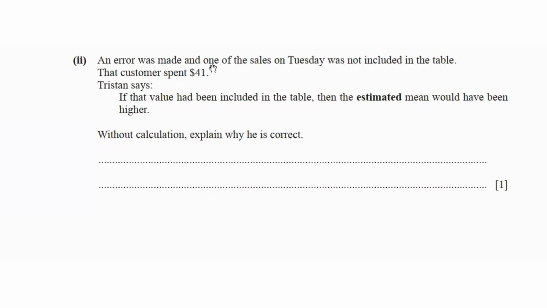Second part says an error was made and one of the sales on Tuesday was not included in the table. That customer spent $41. Tristan says if that value had been included in the table, then the estimated mean would have been higher. Without calculation, explain why he is correct. So if that value was included, it would be included in the 40 to 50 interval.